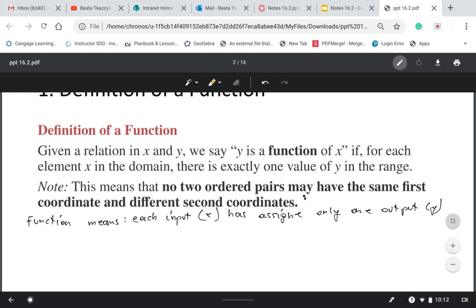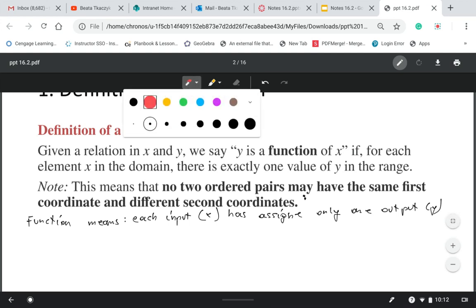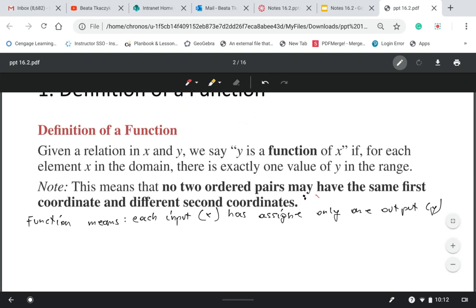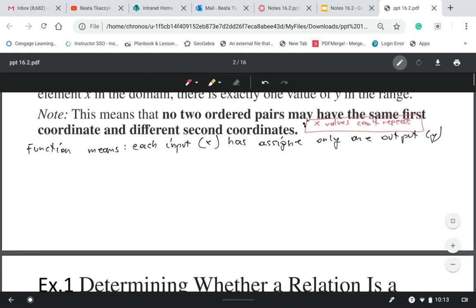In a function, let me put that in red because that's important, x values can't repeat. This is the meaning of that note. There are no two ordered pairs which have the same first coordinate and different second coordinate. That means x values can't repeat. And you're going to see that based on the examples.